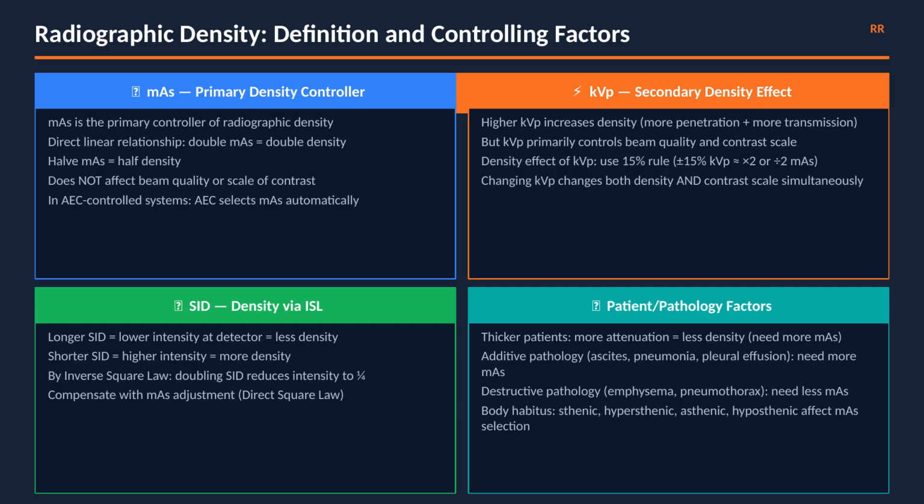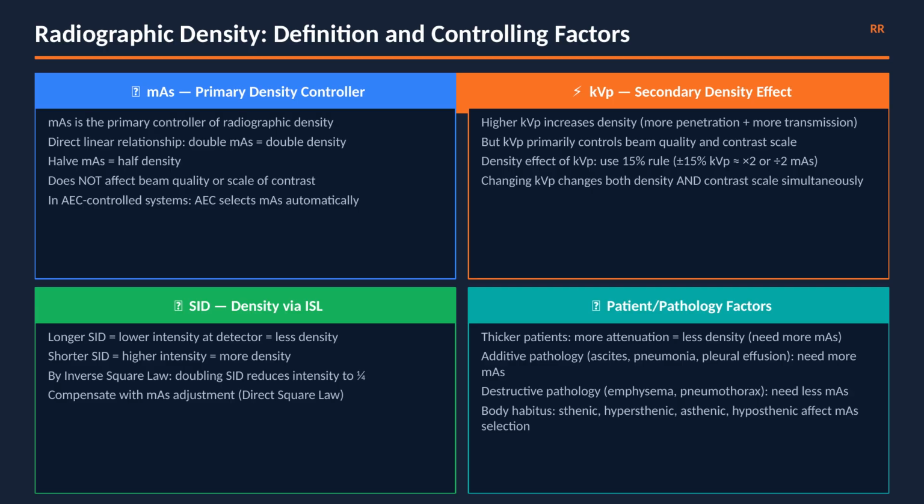mAs is the primary controller of radiographic density. The relationship is direct and linear: double mAs, double density. Halve mAs, halve density. No other exposure factor has this precise, predictable relationship with density.